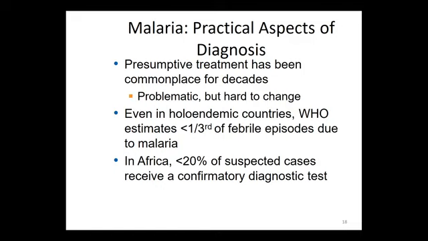It's in endemic regions. Even in highly endemic countries, the World Health Organization estimates one third of febrile persons have fever due to malaria. So again, like in the first lecture, when we talk about tropical countries, you see a fever, you think about malaria. Anytime you see a fever, you think about malaria and you give the person anti-malarial drugs. In Africa, less than 20% of suspected cases receive a confirmatory diagnostic test. Yes, so what we're talking about is in endemic countries.